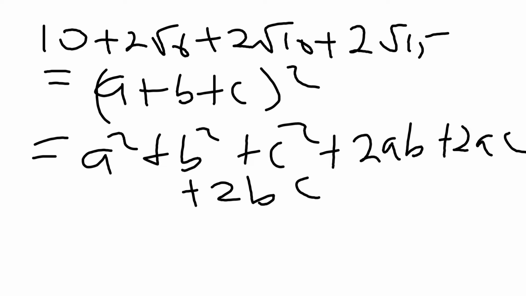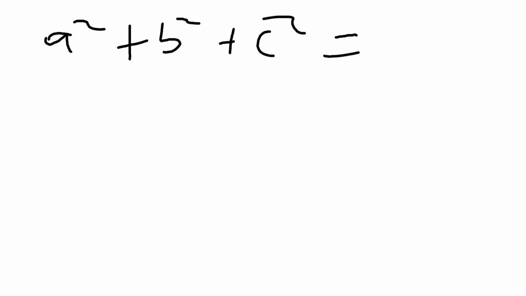So if we compare both sides, what I want to do now is compare the terms that have 2 root something on the left hand side to 2ab, the product parts 2ab, 2ac, 2bc. That is, I want to have two different equations. The equation 1 now will be a squared plus b squared plus c squared is equal to 10. I call this equation 1.